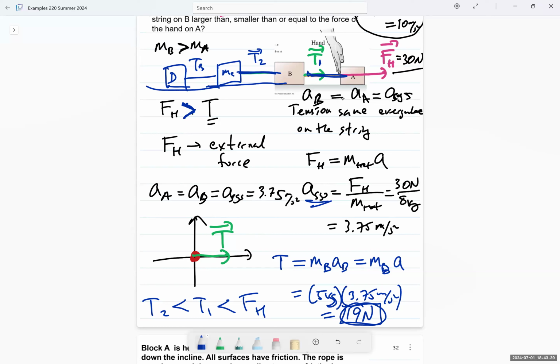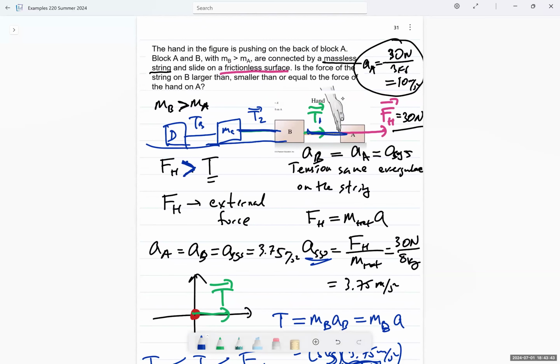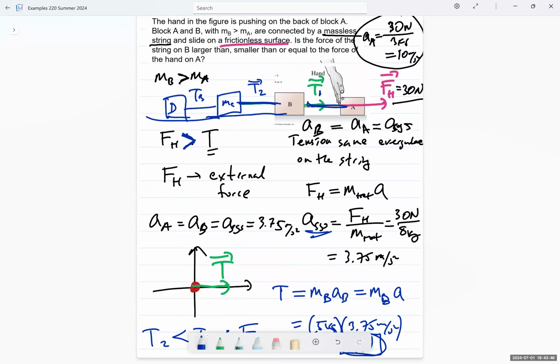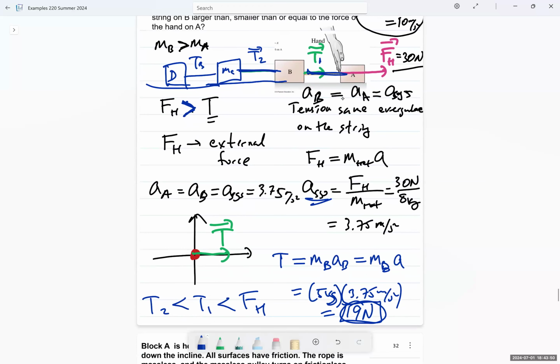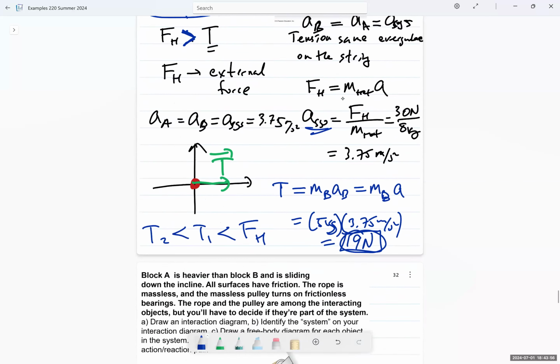All right. Let me know if you guys have questions on this, but more or less, this is a conceptual question, but it's just easier to see from the point of view of putting some numbers and things like that. And you can see, right, in this case, the hand had a stronger force than the tension.